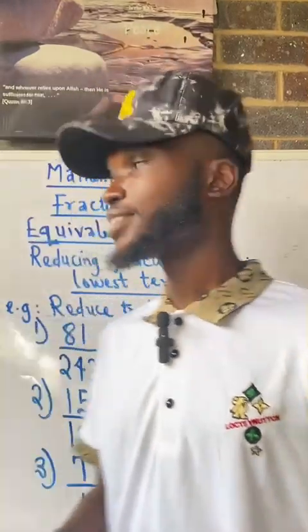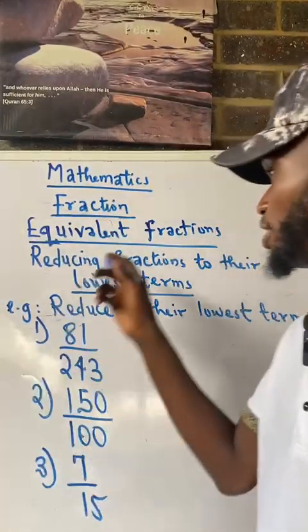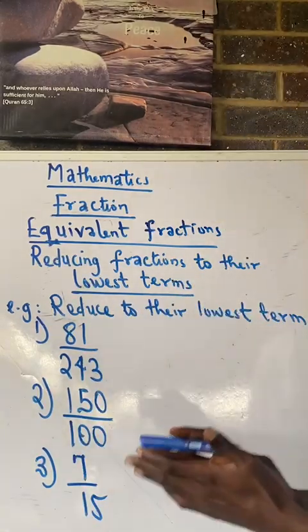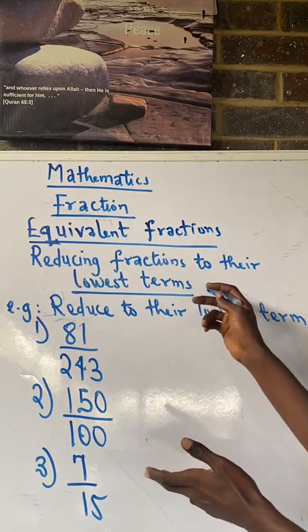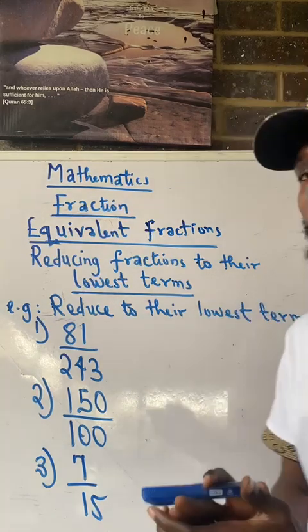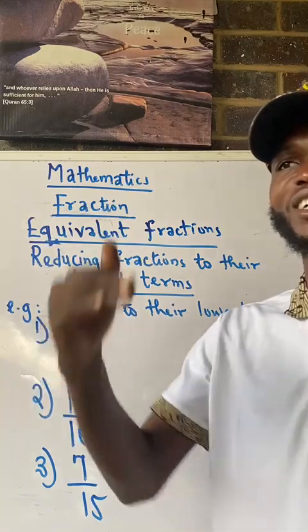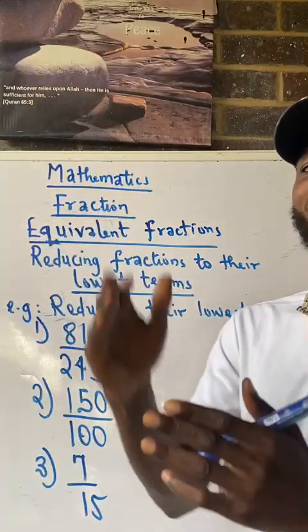Yeah, let's look at another application of equivalent fractions. We can apply the concept of equivalent fractions to reducing fractions to their lowest term. So what do we mean by lowest term? Lowest term is the term such that nothing can go any further.